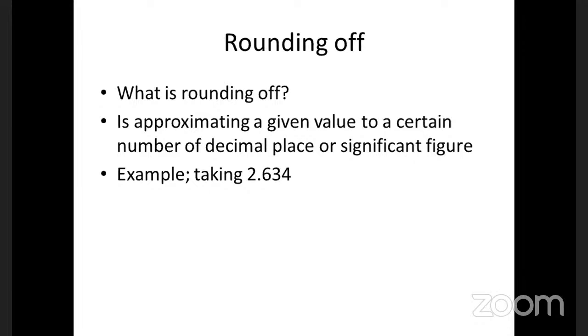Before we look at those procedures, I want us to take an example. We have the number 2.634. This number 2.634 has 3 decimal places and 4 significant figures. When we talk about decimal places, what does it mean? Maybe someone has an idea. We can visibly see that this number is what?